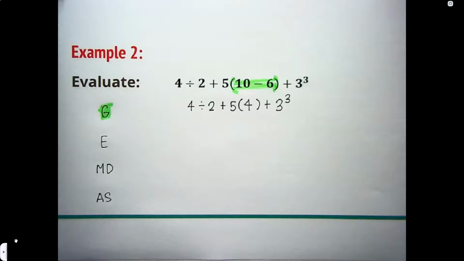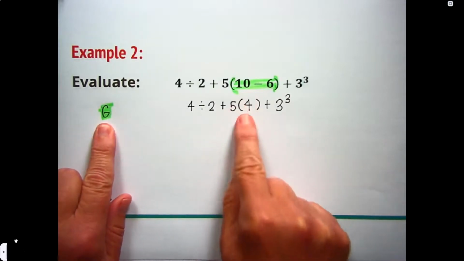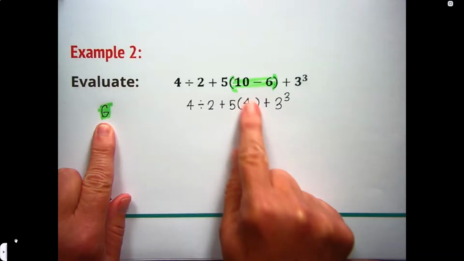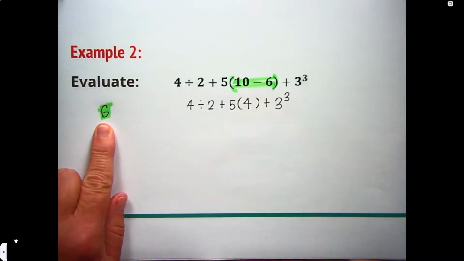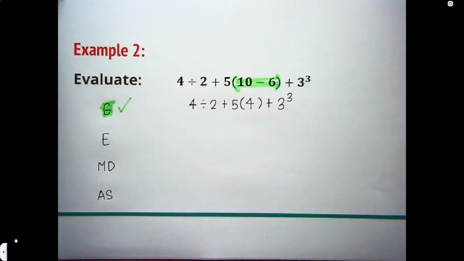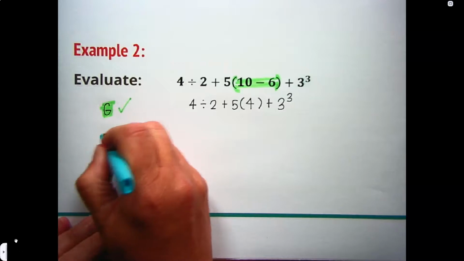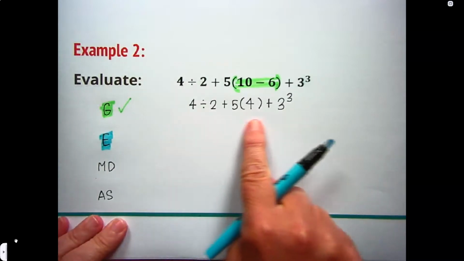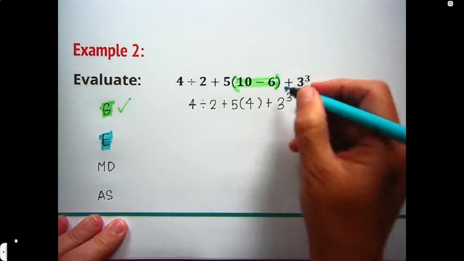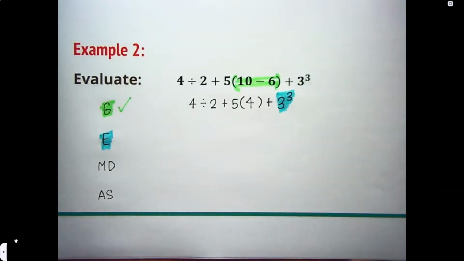So grouping symbols first. Now, when I look at this line, are there any more grouping symbols? Well, the parentheses are still there, but there's nothing to do inside of them. So no more grouping symbols. All right, so now we're down to the next level. Now we're supposed to be looking for exponents. In this line, I see an exponent out here on the end. So the next thing I'm going to do is my 3 to the third power.